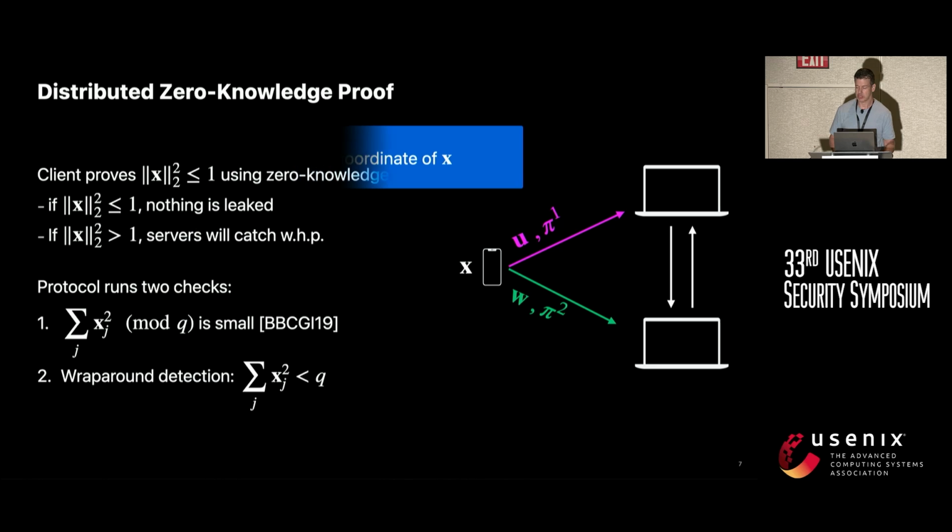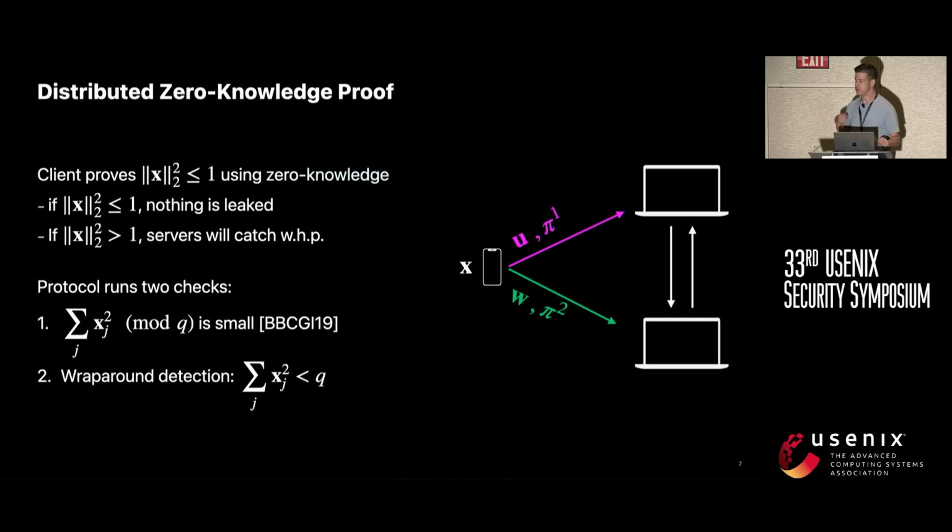The second thing we want to check is that there's no wraparound, that when we compute the sum of squares of the vector over the integers, the result is not larger than q. And if we can guarantee these two properties, then we've satisfied what we want, and we can go home happy.